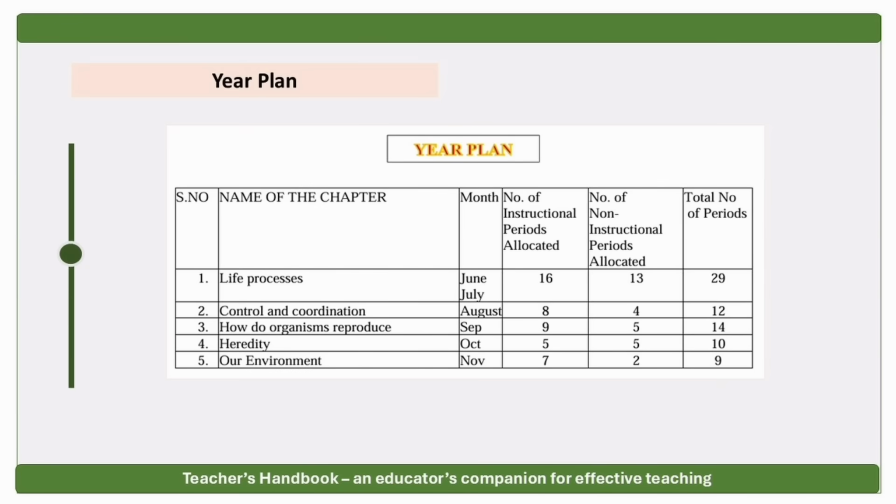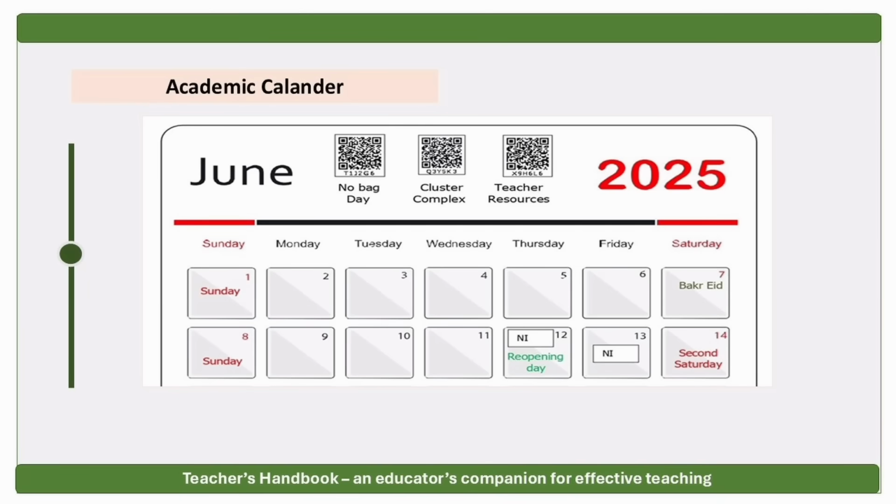After the general information, we have the year plan. That means you all know that the year plan consists of the chapters, and they should be completed in the given month, and number of instructional periods, non-instructional periods, all will be given in the year plan. Then the academic calendar. It consists of week-wise and period-wise schedule of what to do in a particular period, and it will have QR codes for no bag day, cluster complex, and teacher resources.